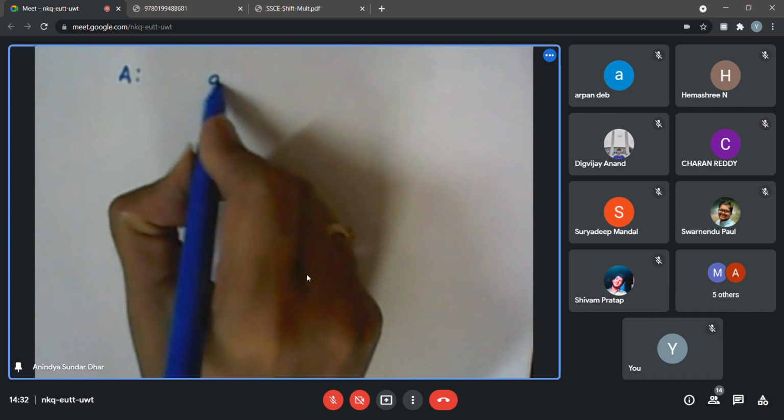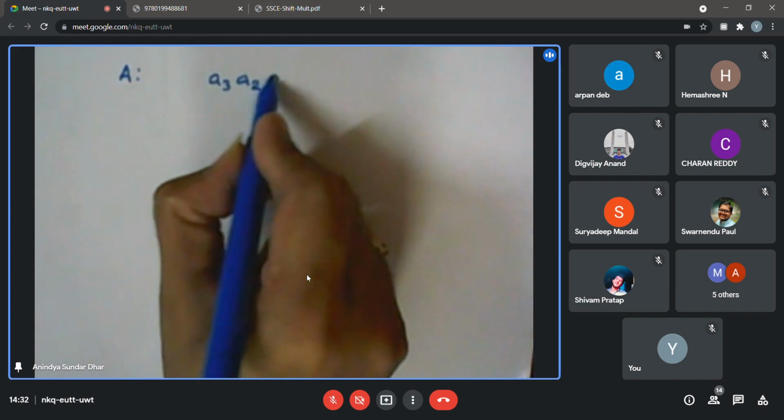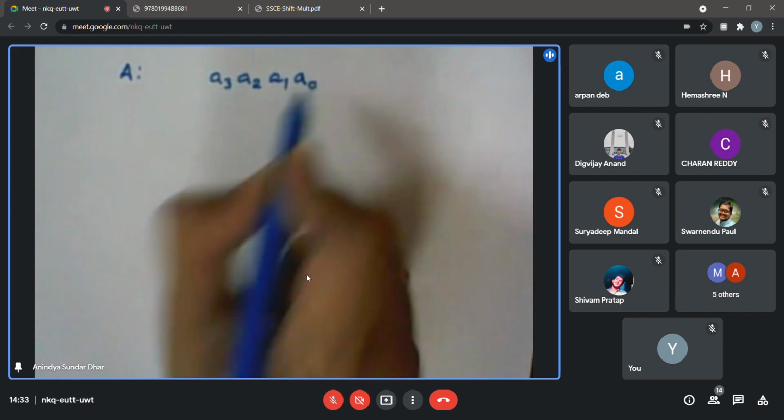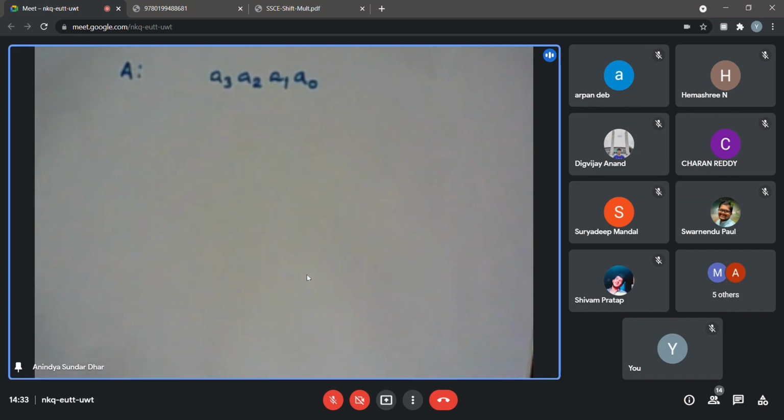Suppose I call it A3, A2, A1, A0. And what could be a good source of generating this multiplicand or these operands in a simulator? You have already used the simulator. So if I ask you to generate some 4-bit number, what you may use?